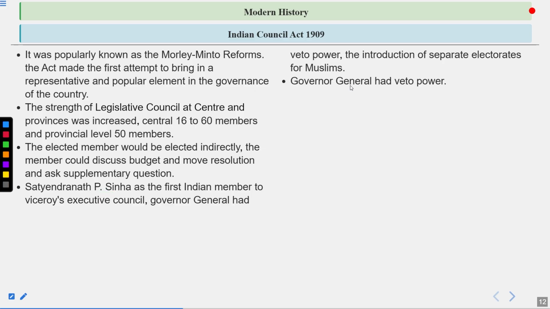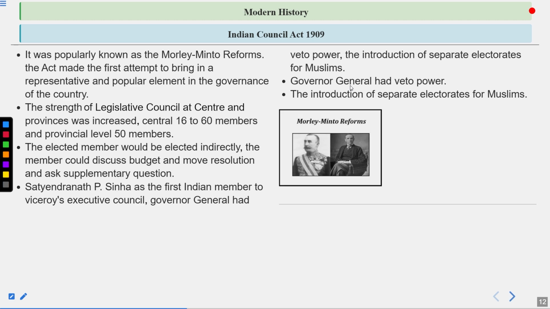So the Governor General had veto power. This is another point added under this act. The introduction of separate electorate for Muslims. So you can see, as soon as they are increasing the number of Indian members in any kind of council, executive and legislative, they are also increasing their own power two times.